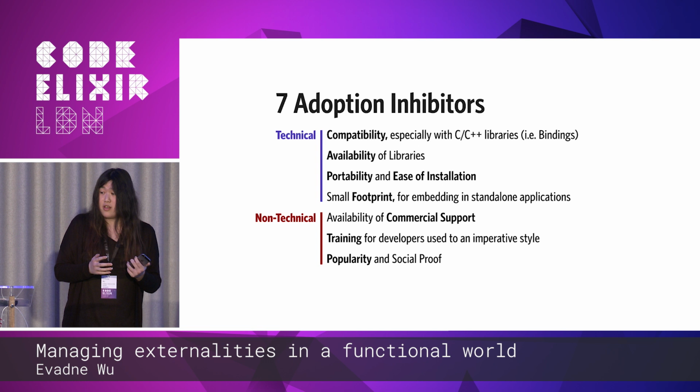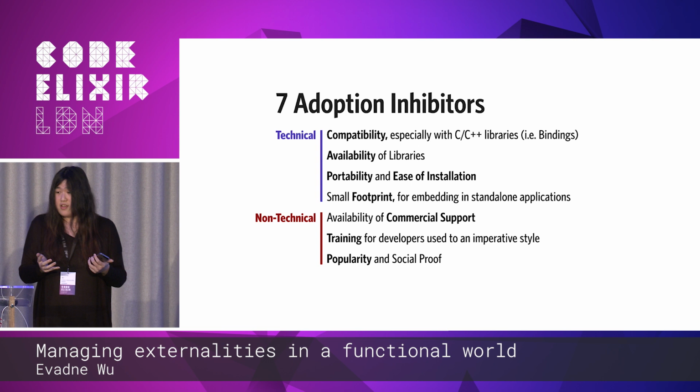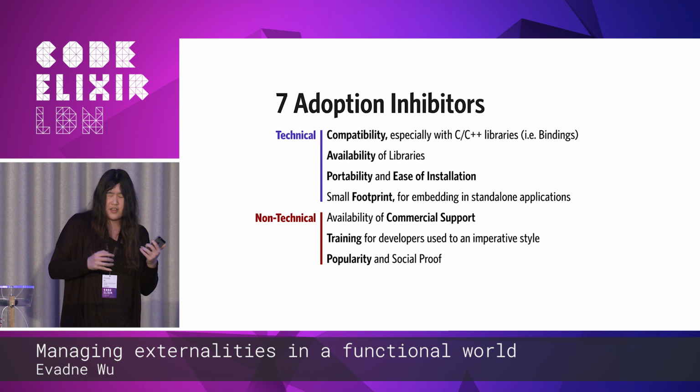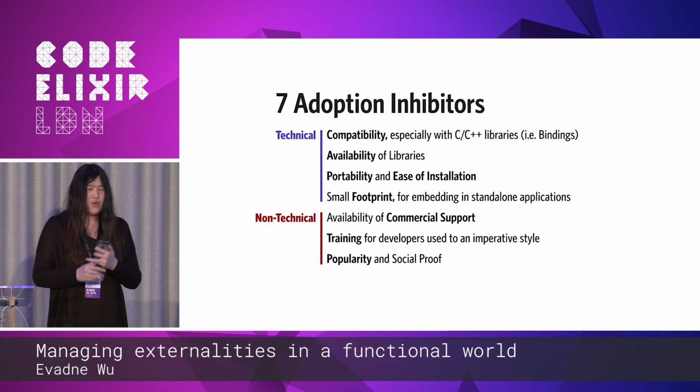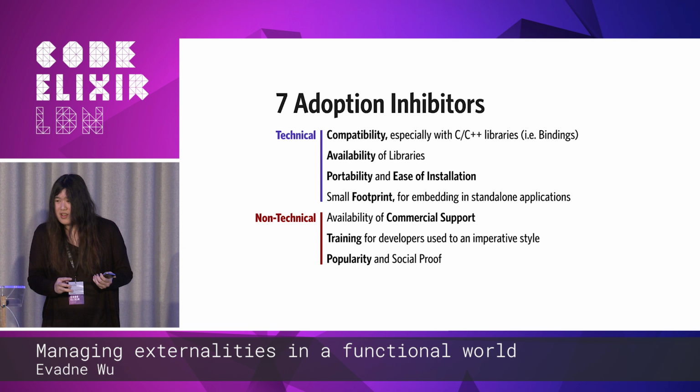And then there are three other points. First one is the availability of commercial support, because in a commercial environment, if something doesn't come with commercial support contracts with an external entity, with whom a contract could be struck, then it doesn't exist. It has to have commercial support. It also has to have training for people who are used to other forms of programming.